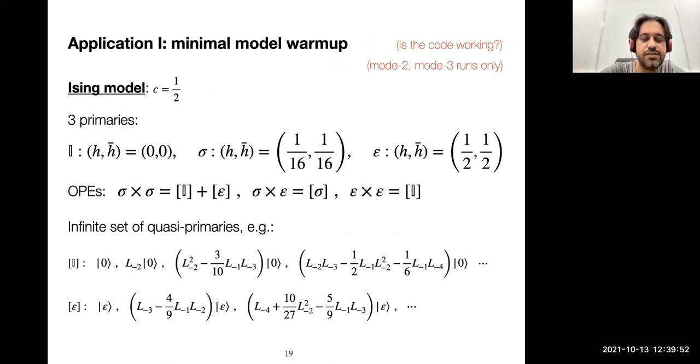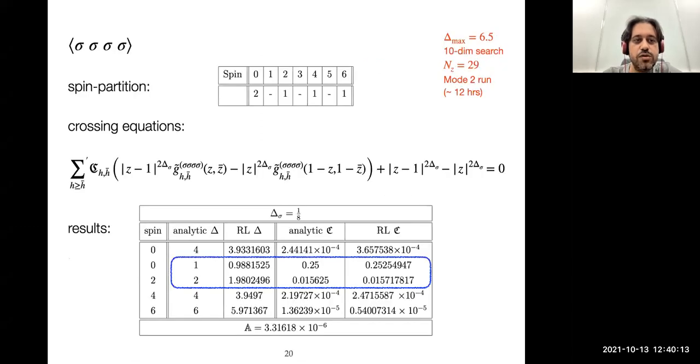Okay, so here's the first, if you want, baseline example, the minimal model in 2 dimensions. We have 2 non-trivial conformal primaries here, the spin and the energy density with the well-known OPEs. We also worked out, that's not very difficult, the quasi-primaries. And say we want to do this 4-point function, sigma, sigma, sigma, sigma. We have this spin partition.